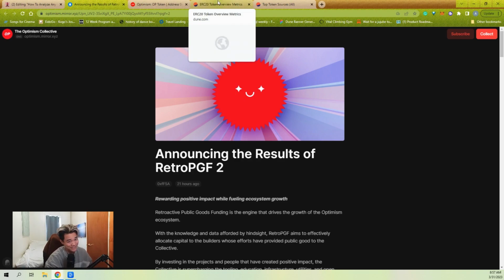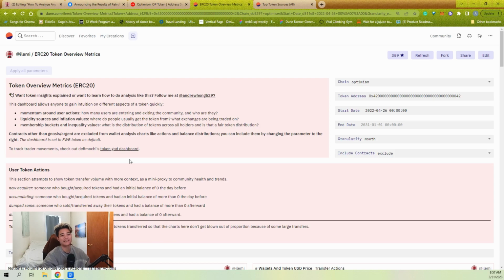Without further ado, let's get into the dashboard. So I like to think about tokens in terms of 3 categories, right? One is momentum. Momentum is just how many wallets are interacting with the token and how are they interacting with it. There's liquidity, which is where tokens are coming from and where tokens are going to. And the last one is distribution. So how well distributed is the token? Is it fairly distributed? What are the average holdings by different percentiles? Let's just get into it.